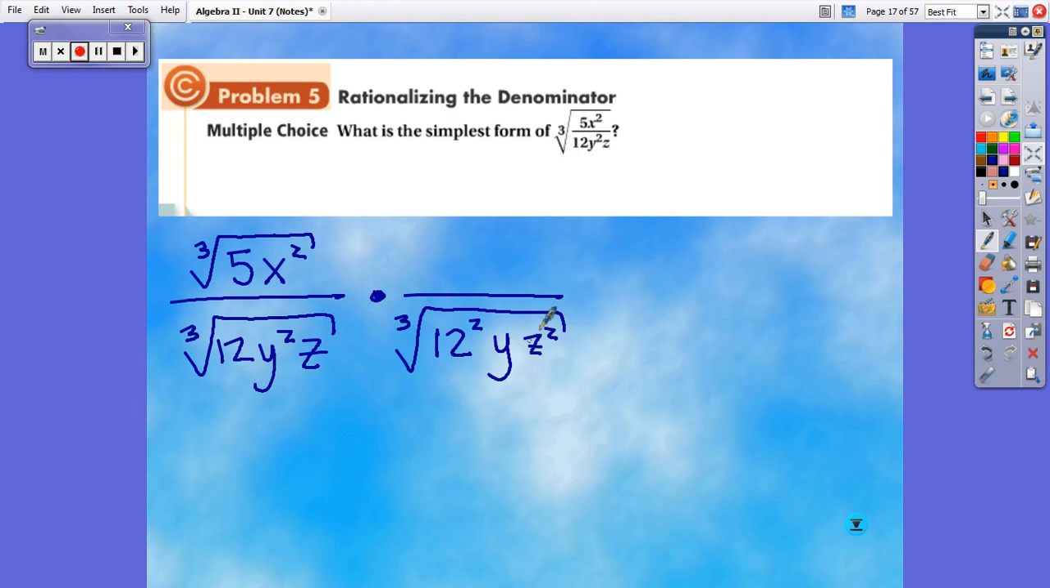And in order to multiply by 1, you have to multiply by something over itself. So all I'm going to do is rewrite exactly what I wrote on the bottom, on the top.